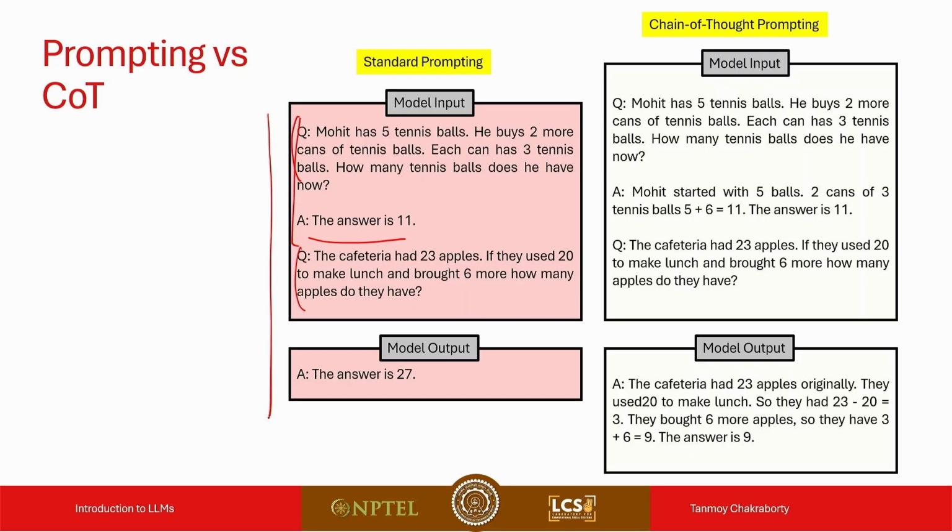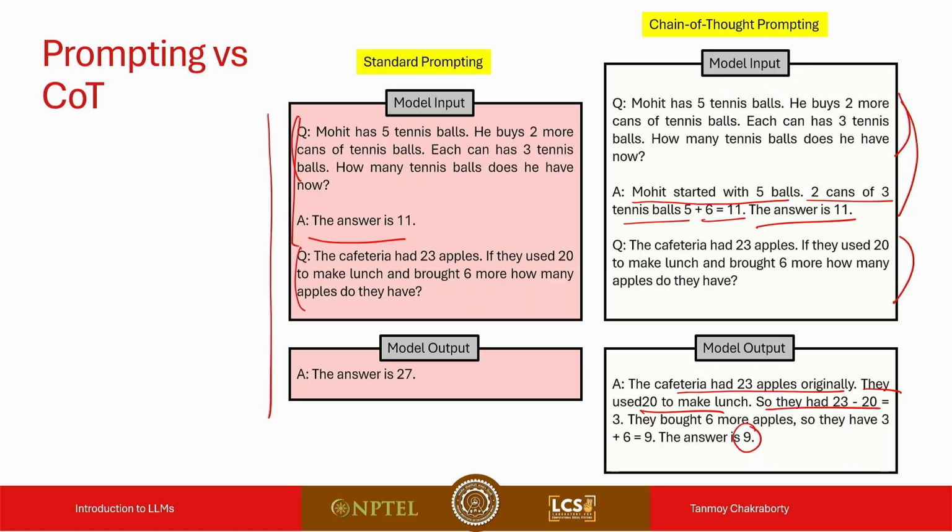But if, instead of writing this, you had written it this way: this is your question, and these are the steps. So Mohit started with 5 balls, 2 cans of 3 tennis balls, 5 plus 6 equals 11. The answer is 11. So this is your example. Then you give this question, the cafeteria had and so on, and you see that the model will not only produce the right answer, but also the steps required to produce this answer.